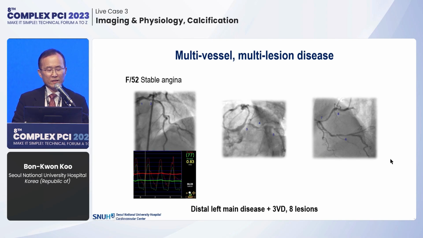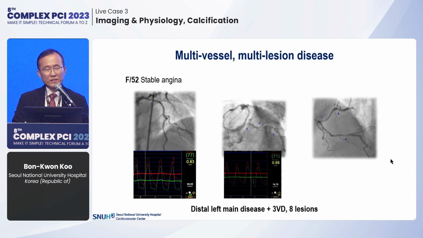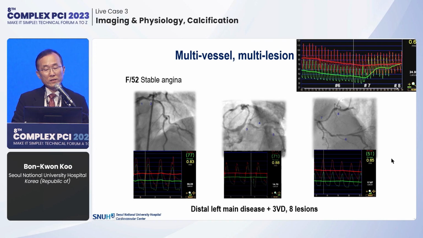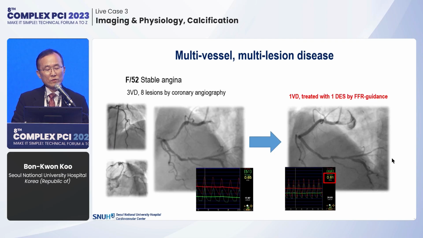But if you measure FFR, LAD is 0.83 and circumflex 0.88, so the left coronary artery has no functionally significant disease anymore, and the RCA is 0.65. So this may be the culprit for the patient's symptoms. Now the patient is transferred into single vessel disease, but the right coronary artery still has 3 lesions, and when you do a pullback, you recognize that the number 7 lesion may be the primary target for treatment. So by angio, triple vessel disease, distal left main, 8 lesions, and now the patient has been transferred into 1 vessel disease, and that can be fixed with 1 drug-eluting stent by FFR guidance.